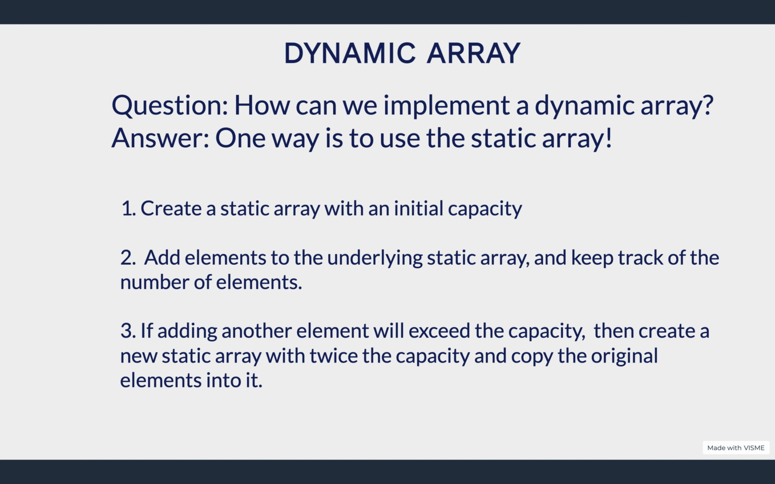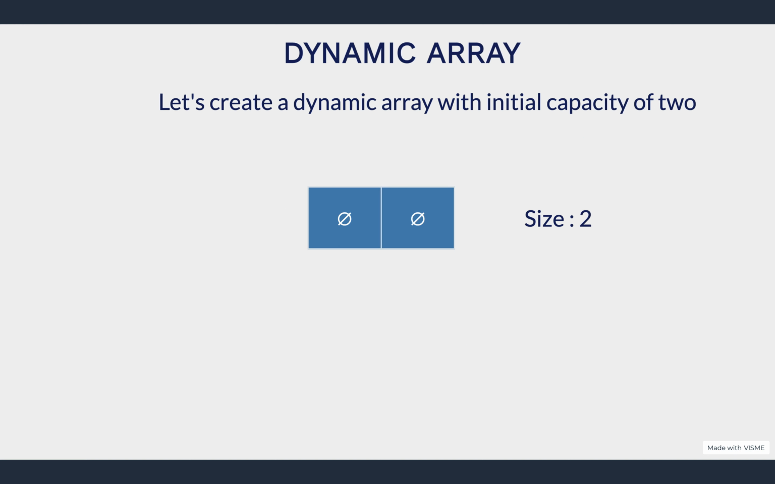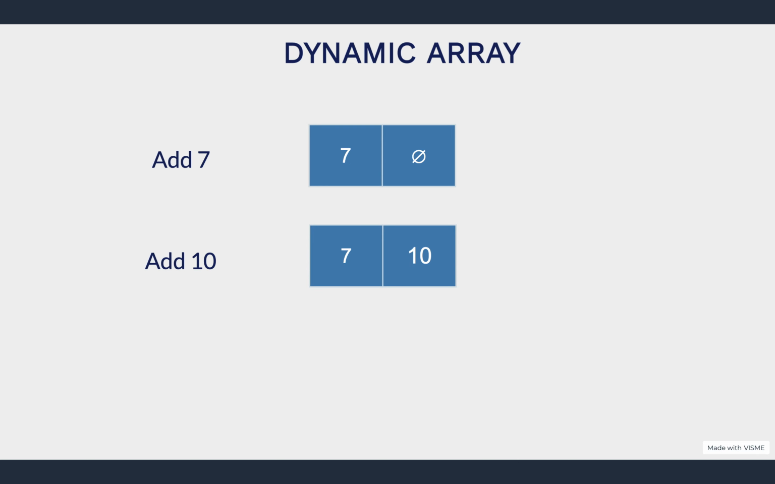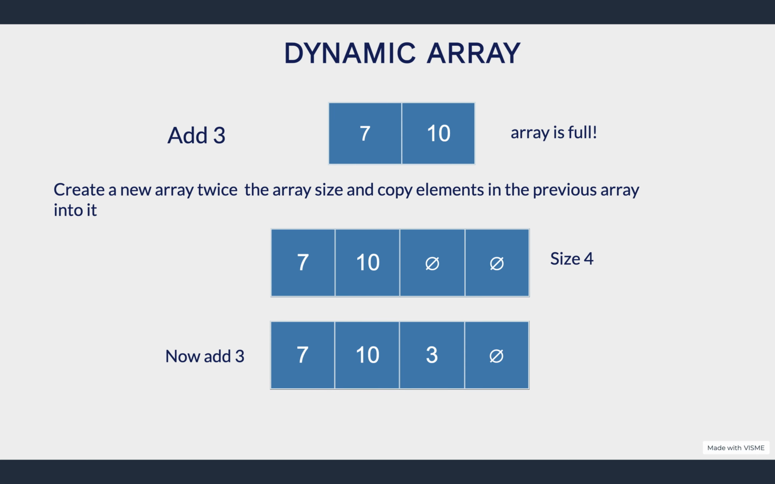So this is a whole lot of information. Let me show you an example. Let's create a dynamic array with an initial capacity of 2. So this array size is 2 and the array is empty. Let's say you added 7, then you added 10. Now the array is full. So let's say you want to add 3. There's no more space for 3. So what are we going to do?